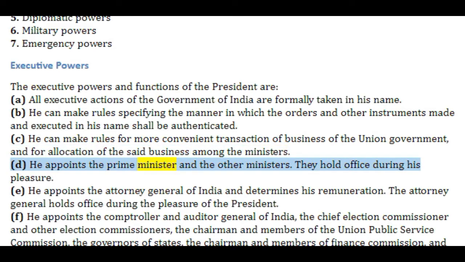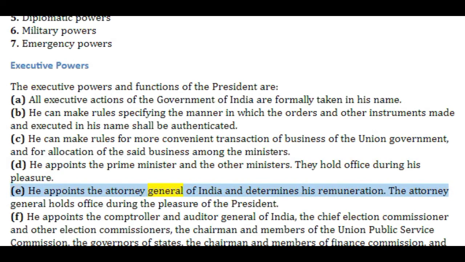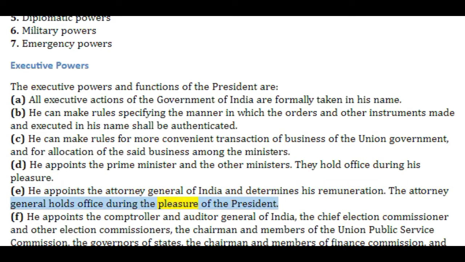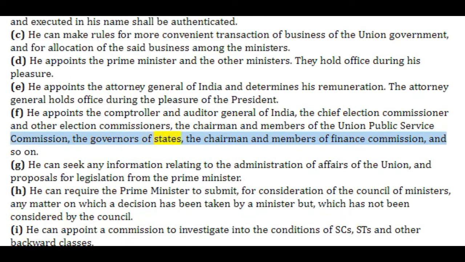d. He appoints the Prime Minister and the other ministers. They hold office during his pleasure. e. He appoints the Attorney General of India and determines his remuneration. The Attorney General holds office during the pleasure of the President. f. He appoints the Controller and Auditor General of India, the Chief Election Commissioner and other election commissioners, the Chairman and members of the Union Public Service Commission, the Governors of States, the Chairman and members of Finance Commission, and so on.